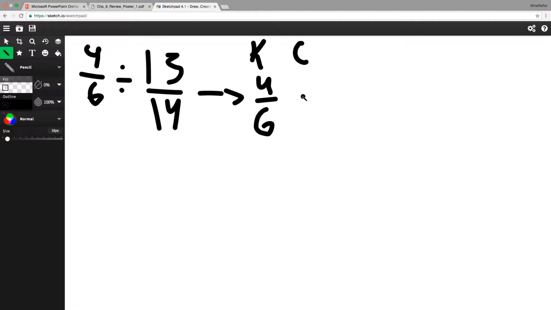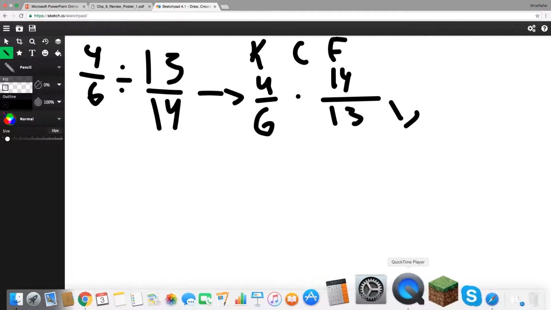So what you're going to do is change it, because C means change. You're going to change it into the multiplication symbol, which is dot. And then the F, which is flip. For flip, we're going to be using, of course, the last one. So right here, 13 over 14, we're going to flip it to 14 over 13. Okay? And then you're going to times it as usual. You're going to get your answers.